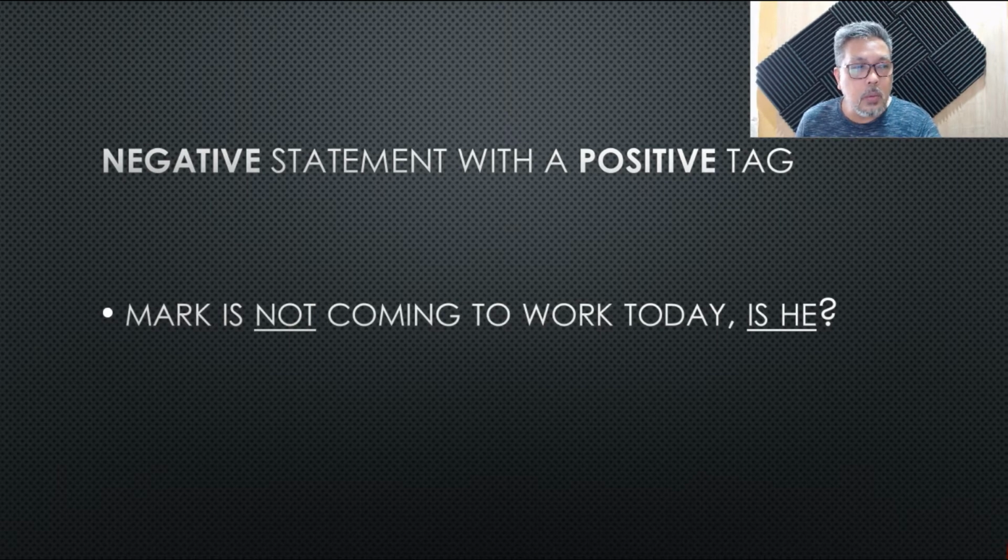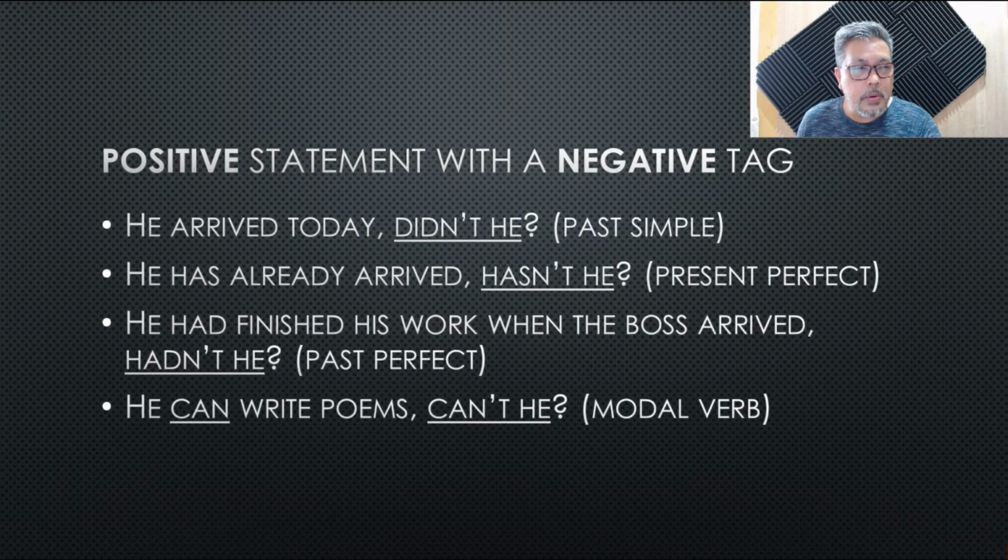So what we dealt with in the previous examples were present simple as well as present progressive. What about other verb tenses? Okay, let's start with positive statement with a negative tag. So if you have a past simple positive statement like he arrived today, this time you're going to use an auxiliary verb, right? Because you can't say he arrived today, arrive he? Doesn't sound right. So you will use didn't, and then copy the subject. Didn't he? So your statement now is, he arrived today, didn't he?